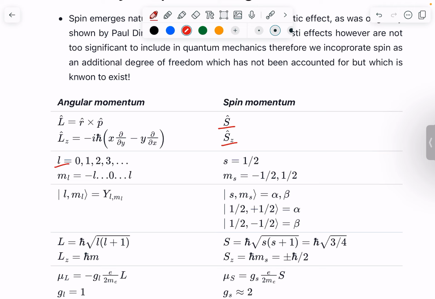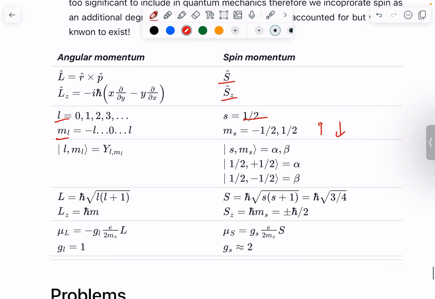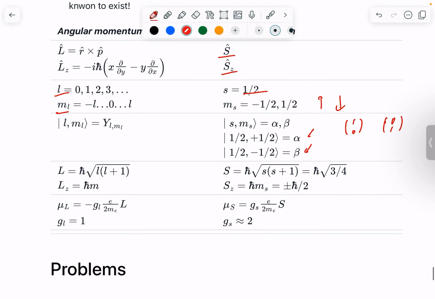L can go from 0, 1 to 3. S is fixed at 1/2 for the electron. ML goes from -L to L. MS is simply bound to be either -1/2 or +1/2, spin up, spin down. And the eigenfunctions for the angular momentum were the spherical harmonics, but for the spin, we just have these two guys, alpha and beta. They look like very, very simple vectors, right? And we can write down their eigenvalues and eigenvalues of projections.